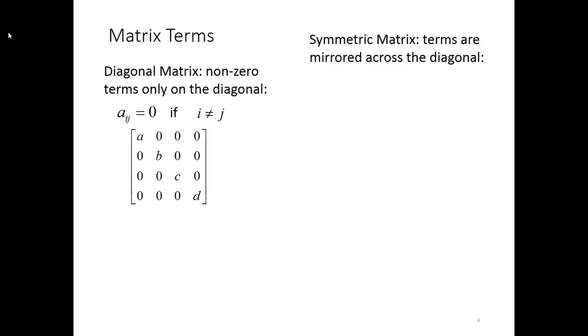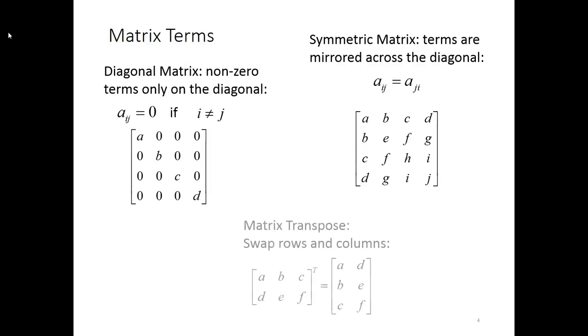A symmetric matrix is another type. A symmetric matrix is a matrix in which the terms are mirrored across the diagonal. So a symmetric matrix doesn't impose any rule on the diagonal itself, but the terms above and below the diagonal are mirrored. In other words, Aij equals Aji, again with additional notation. So this is an example of a symmetric matrix. As you can see here, the B is mirrored, the C is mirrored all across that diagonal.